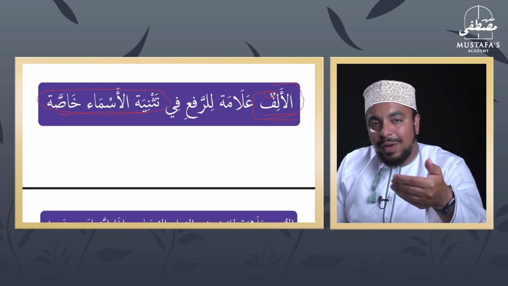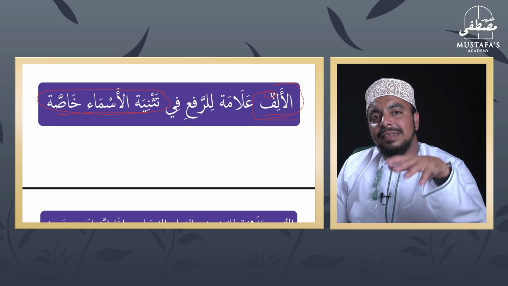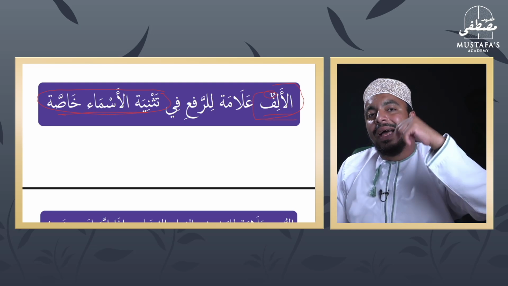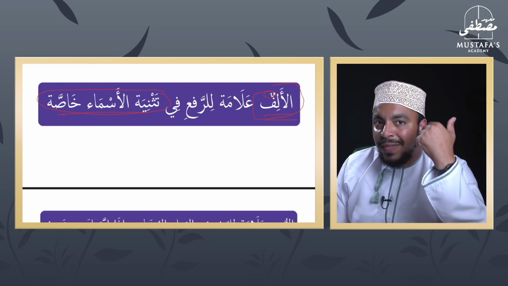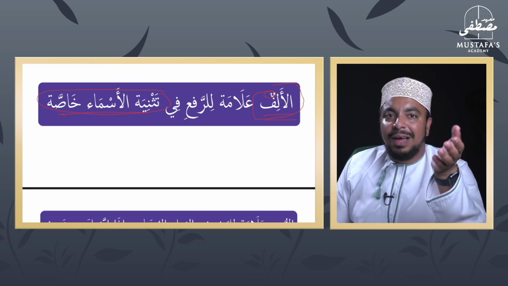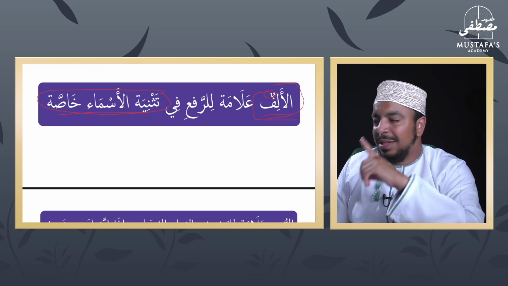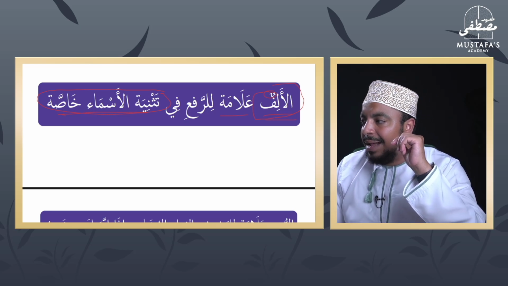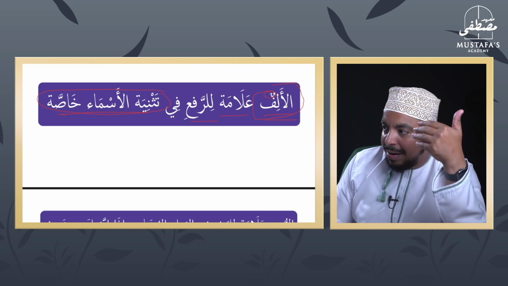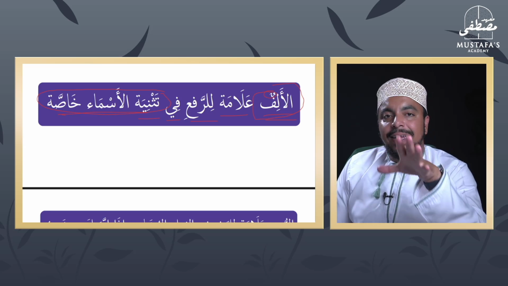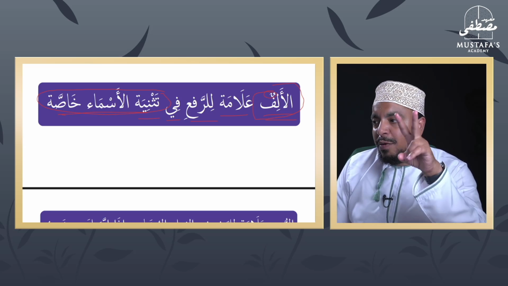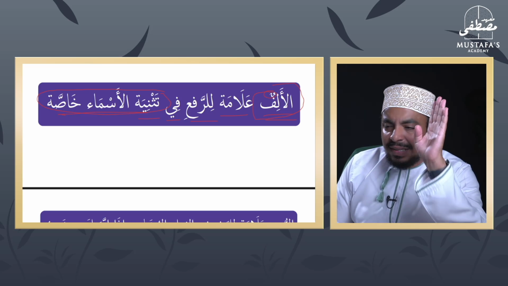If you don't understand what I'm trying to say, my advice is go to the playlist below and start from the beginning, and then you come to a position where you study the signs of the noun. When you study the signs of the noun, you realize where that is. But this is a typo actually. علامة للرفع, it is the sign of الرفع في تثنية الأسماء خاصة, in the dual type of nouns particularly, specifically.